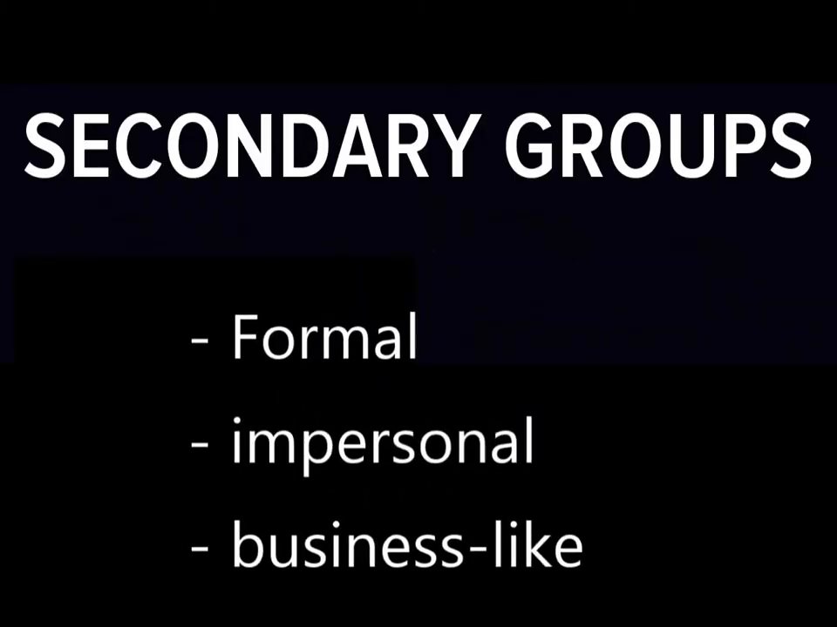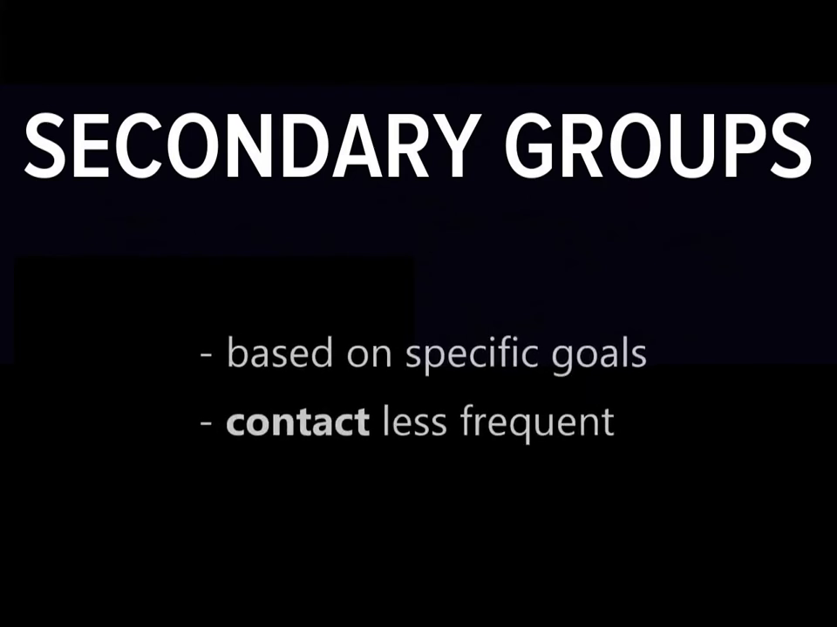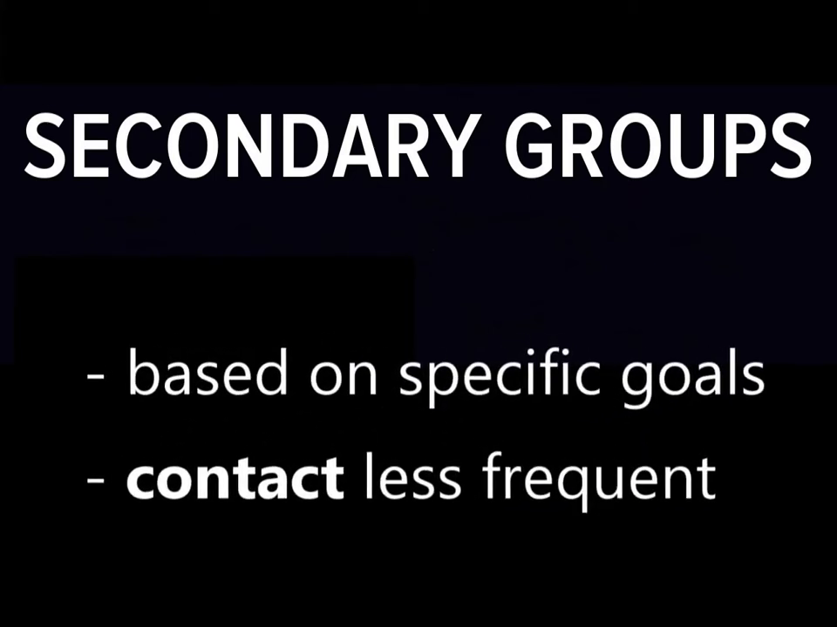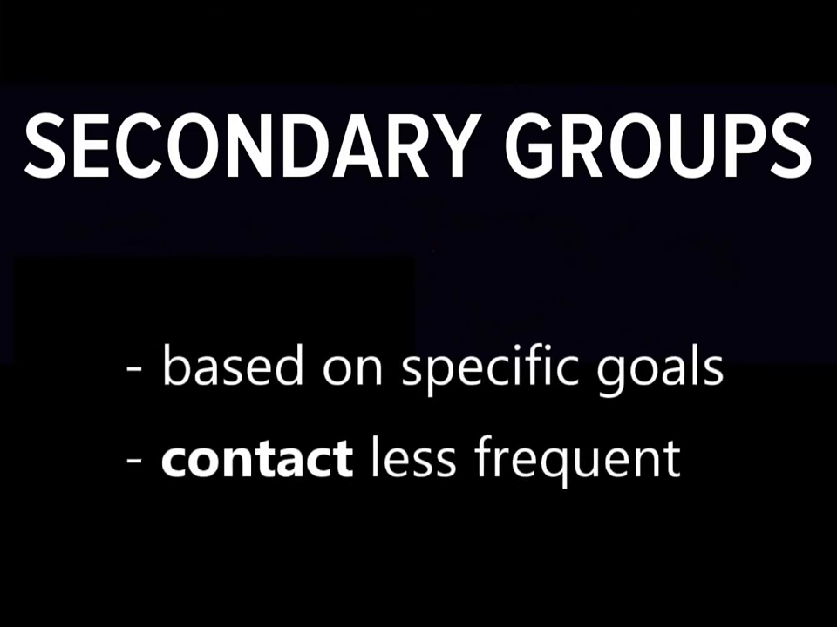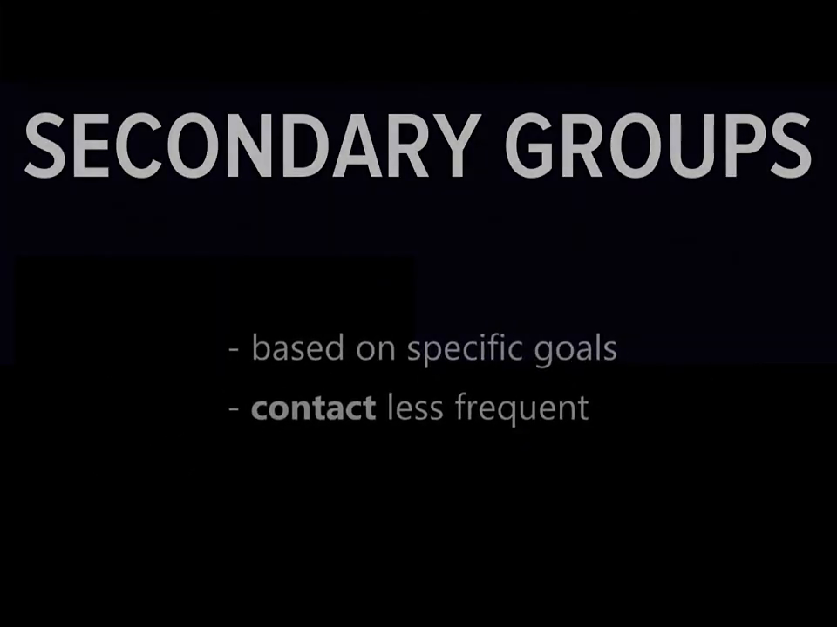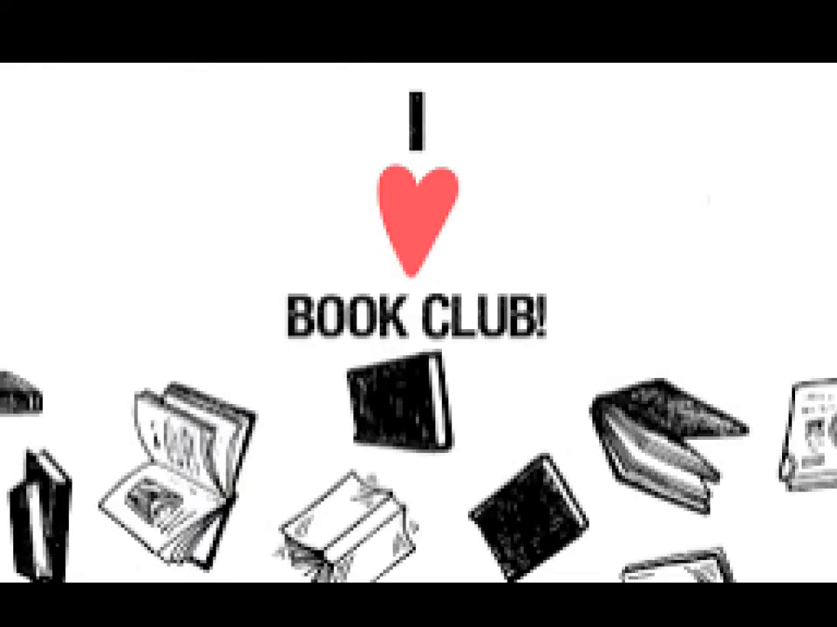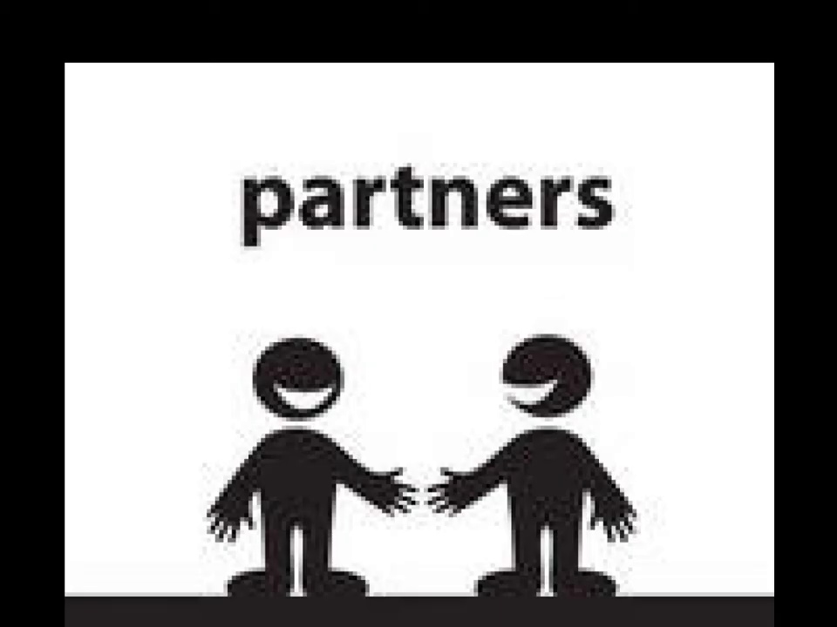The secondary reference groups are formal, impersonal, or business-like relationships. These groups are based on specific goals. The contact is less frequent. Examples for secondary groups can be any social group, like your tennis club or the book club or work partners.